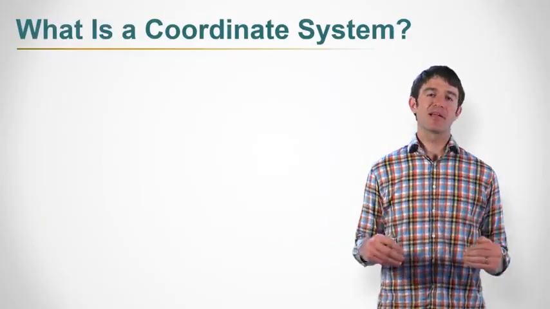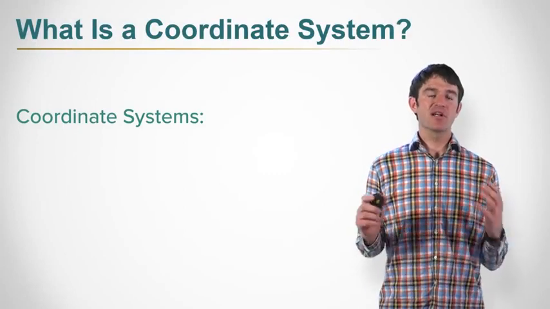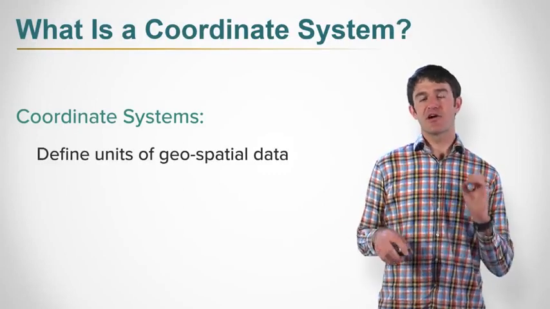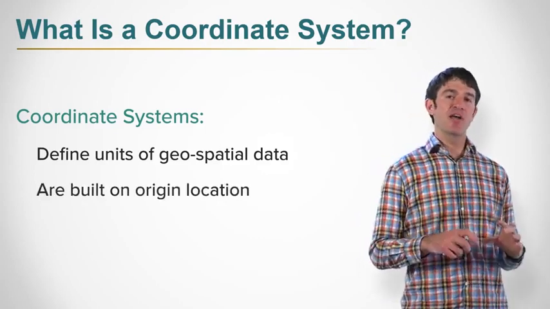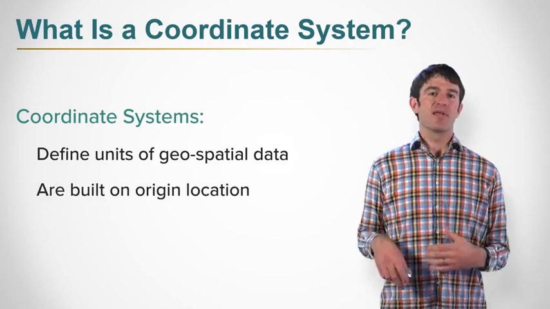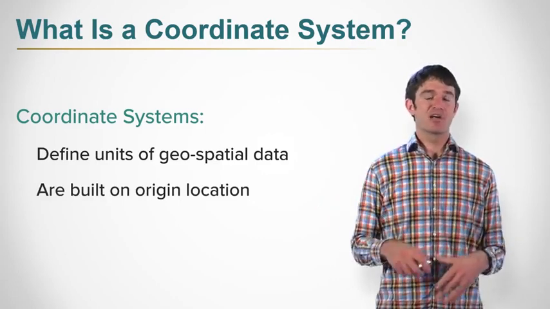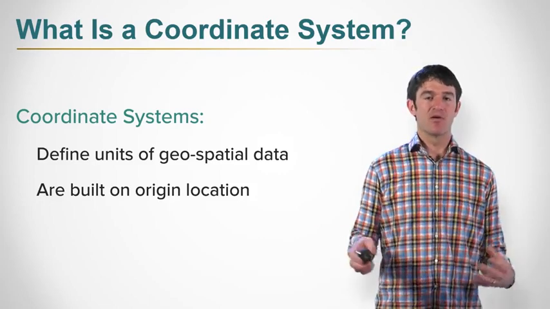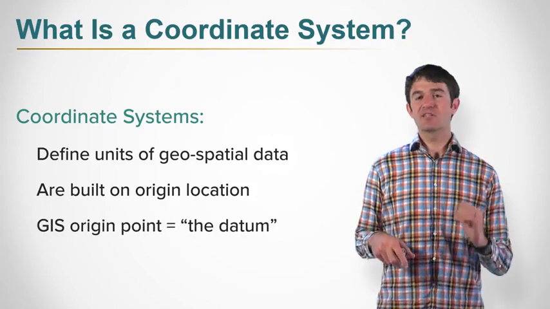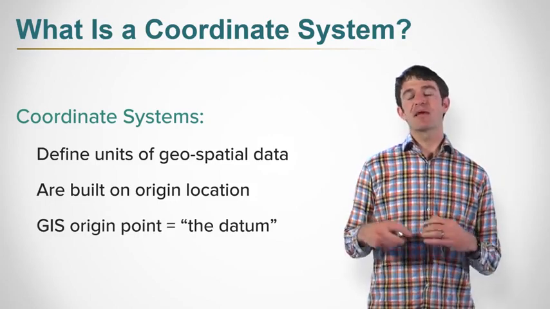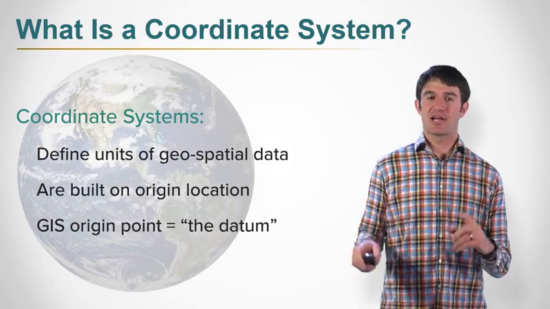So stepping back a little, what is a coordinate system? Well, first, coordinate systems define the units that we use for our geospatial data. Second, coordinate systems are built on an origin location. So in GIS, this needs to be anchored to a model of the Earth. In basic math, we would call that origin point 0, 0, but in GIS, we call this model the datum, and we still need to specify an origin point in the coordinate system based on a model of the Earth on the datum. We'll learn about what datums are in the next lecture.